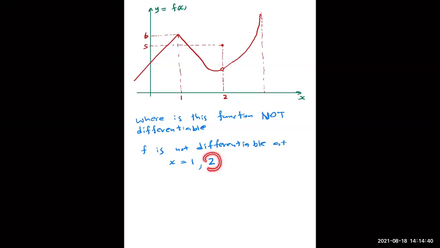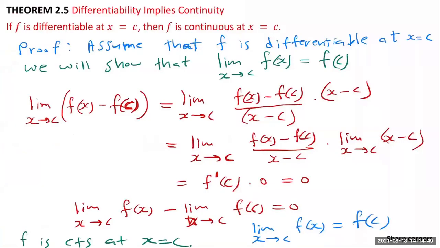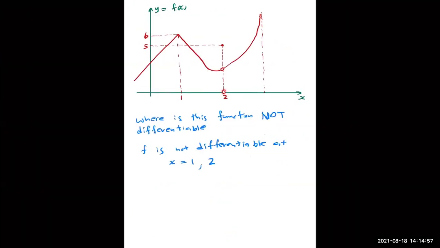Again, why is it not differentiable at this point? Because, as you saw, it is not continuous at this point, but the previous theorem tells you that if f is differentiable at x equals c, then it has to be continuous. But this is not continuous. If it is not continuous at x equals 2, it cannot be differentiable, because differentiability implies continuity. Okay, so my function is not differentiable at x equals 2.